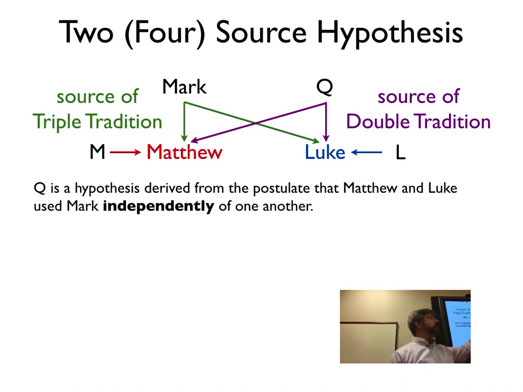So, if Matthew and Luke don't know each other, the only way to explain how they have so much verbatim agreement is if they're both copying from a common source. Evidence that supports this model is going to be evidence that supports the idea that Matthew and Luke do not know each other. Evidence that suggests they do know each other is going to undermine this model. Because if Luke knows Matthew, and that's usually the way it goes, then you don't need Q in order to explain how they have the same stuff. He just got it from Matthew.